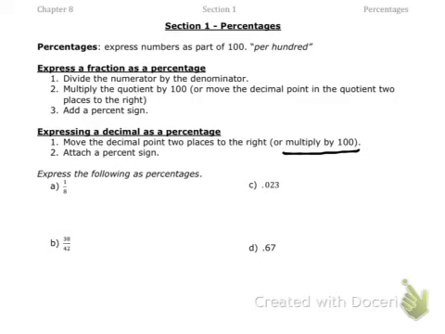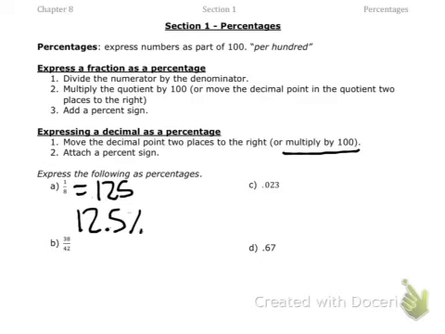So for part A, we are going to express 1/8 as a percentage. So what I want you to do is type 1/8 or 1 divided by 8 into your calculator. That's going to give you 0.125. And then at this point, you just multiply that by 100, and that's going to give you 12.5. And then you're going to add that percentage symbol on there.